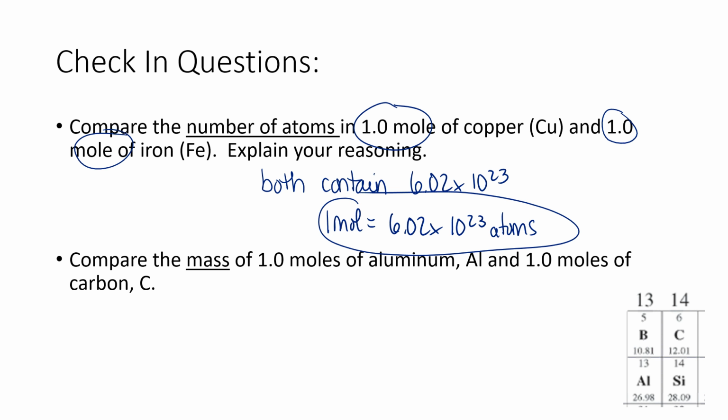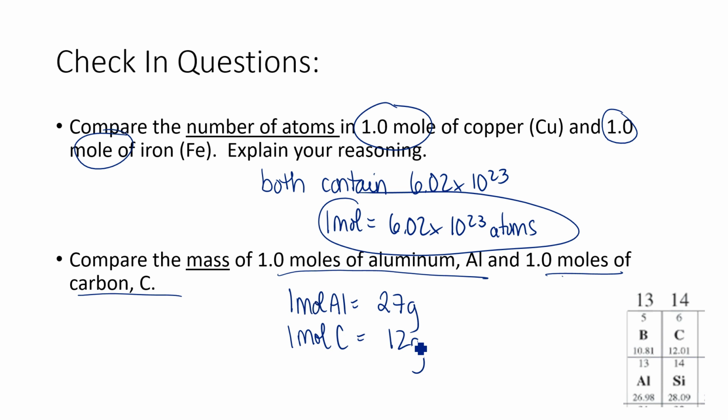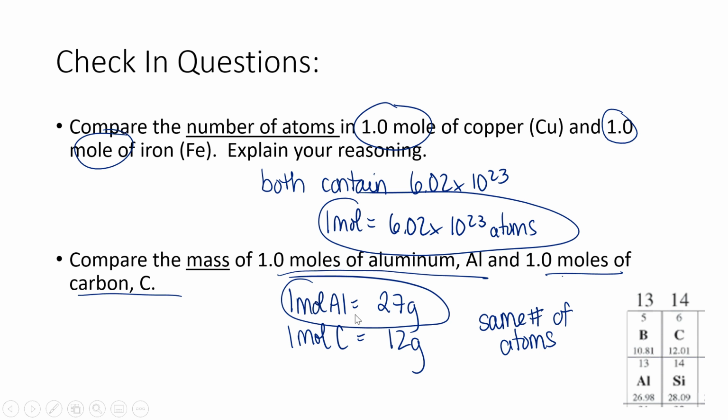If you're comparing the masses, though, the masses would be different. In this case, we're comparing the mass of 1 mole of aluminum versus 1 mole of carbon. The mass of 1 mole of aluminum would be about 27 grams. 1 mole of carbon would weigh about 12 grams. So while these two things would have the same number of atoms, they are going to have different molar masses, and that's because individual atoms of aluminum are heavier than the individual atoms of carbon.